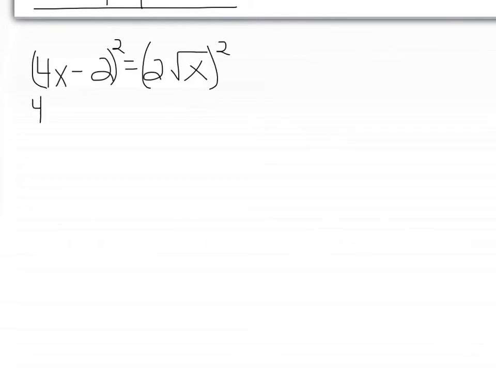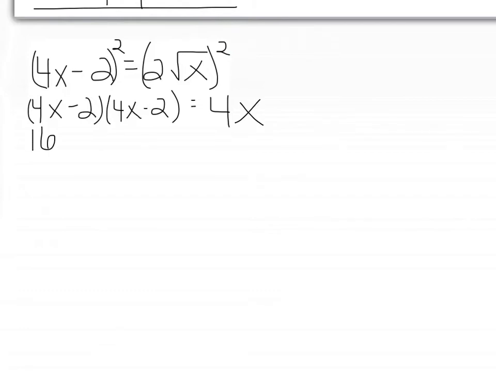So this becomes 4x minus 2 times 4x minus 2. When I take 2 squared, I get 4. And when I take the square root of x squared, the square root and the square cancel each other, leaving me just x. So I'm just left with 4x. So now I need to double distribute or FOIL the left side. So I have 16x squared minus 8x plus 4 is equal to 4x.